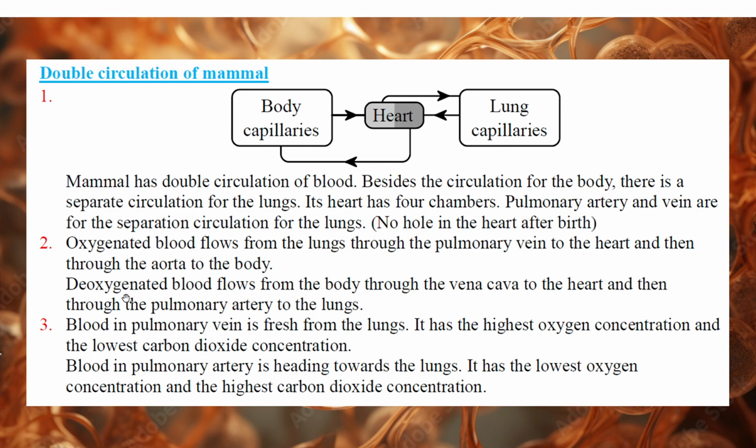Right? The oxygenated blood flows from the body through the vena cava to the heart, and then through the pulmonary artery to the lungs. Okay. And blood in the pulmonary vein is fresh from the lung. It has the highest oxygen concentration and lowest carbon dioxide concentration. Blood in the pulmonary artery is heading towards the lung. Right? So it has the lowest oxygen concentration and the highest carbon dioxide concentration.